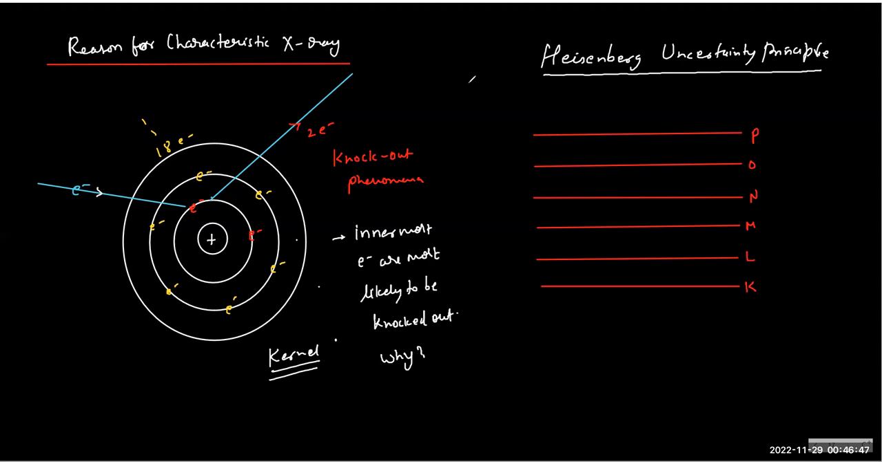So will you agree that the innermost will have the maximum probability? Yes. Because of the Heisenberg uncertainty principle, the innermost electrons are most likely to be knocked out. Okay. If this is clear, then I can proceed.